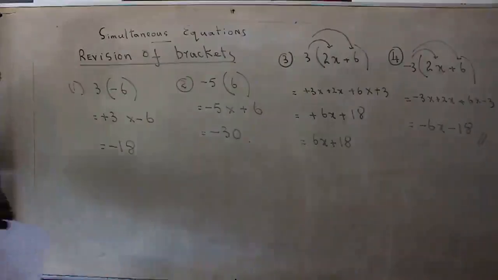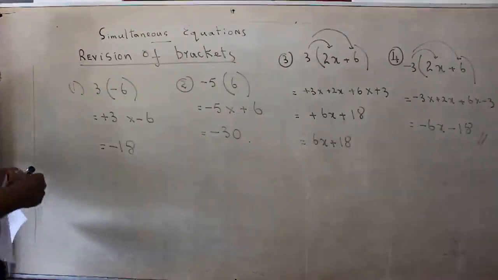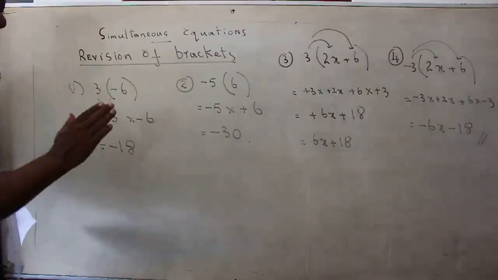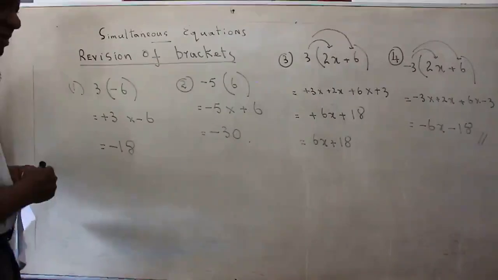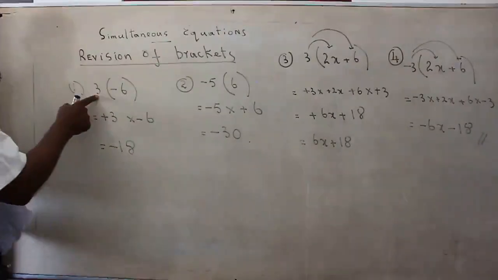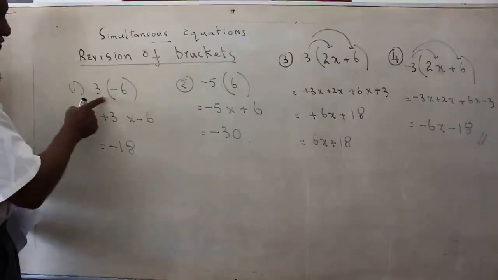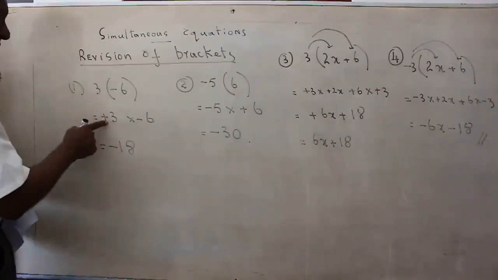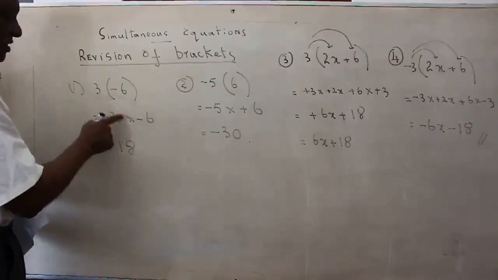Alright. Again, further revision of brackets. All these are necessary. If you don't know this, you will not be able to understand what we are going to do in simultaneous equations. Can you see here, question number 1, 3, a bracket and a minus 6. What does this mean? This 3 means plus 3. Although there is no sign here, it means a multiplication.